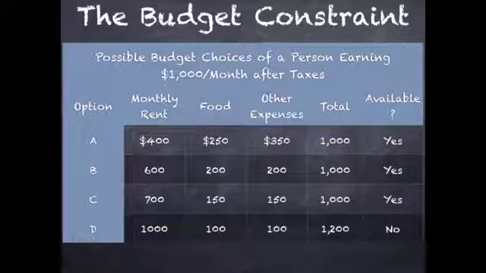So this is just mapping out different options to a particular individual, saying that option A in total costs $1,000, option B and C both cost $1,000. They are also available. This individual can afford to purchase options A, B, and C because it falls on or within their budget constraint or their budget line. Point D is not available because they only have $1,000 a month to spend, and option D entails expending $1,200 in income.